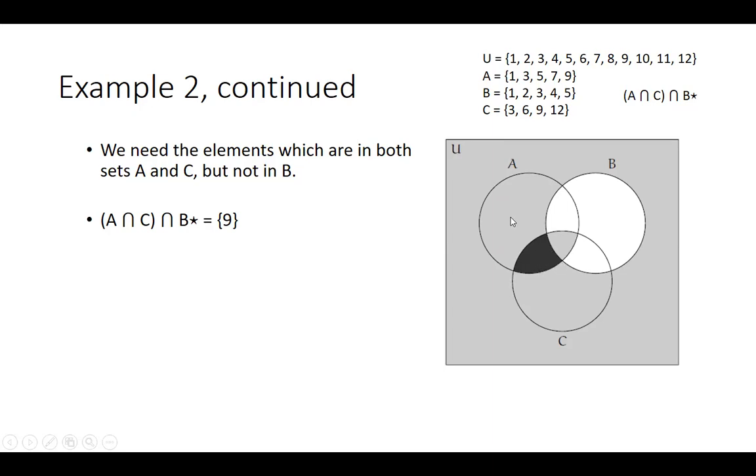We need anything that is in A and C, but not also in B. The things that are in A and C would be 3 and 9, but it can't also be in B, and 3 is in B. So we throw the 3 away, and all we're left with is 9.